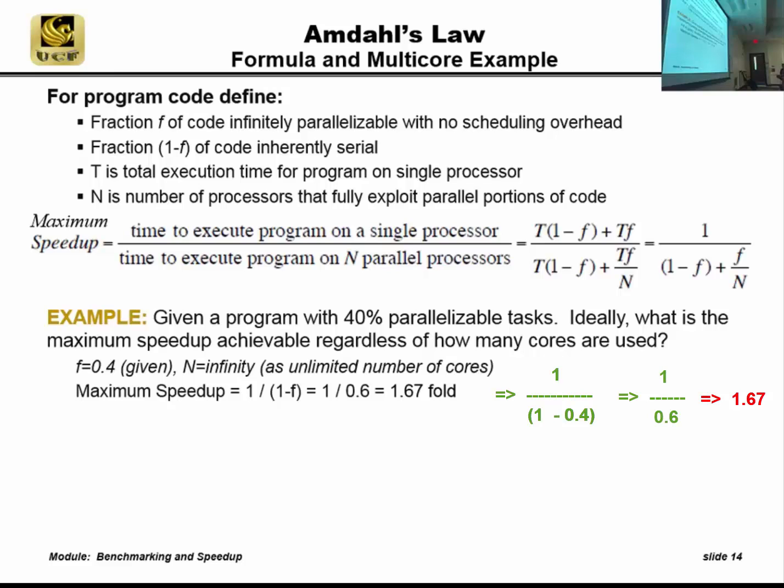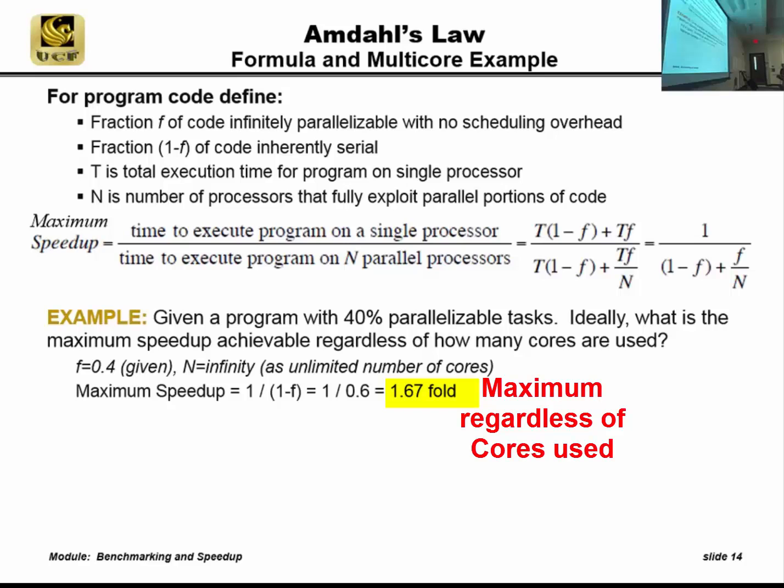Let me state this another way. We saw a top 500 supercomputer with 3 million cores. If the application they're running is 40% parallelizable, which means that 60% of the code is not, which is what? Maybe initialization, data access to the disk drive, latency, delays, things that have to be done in steps. No matter how many cores you throw at the problem, you can't make it more than this percent faster.